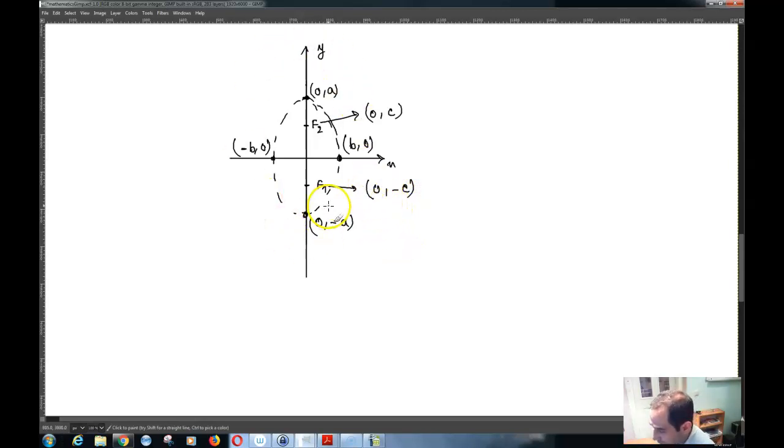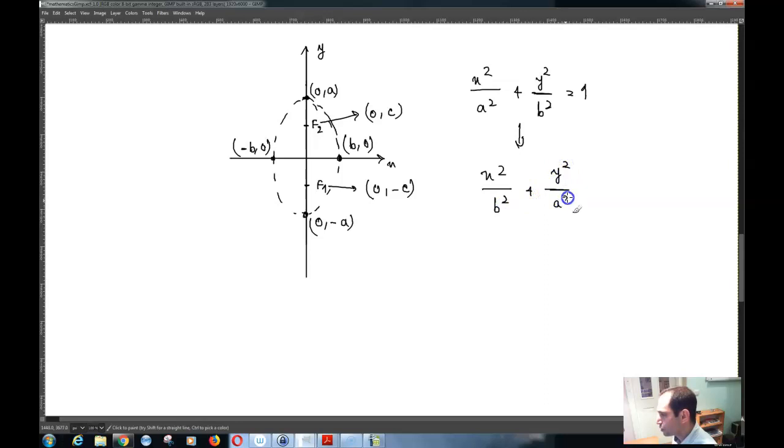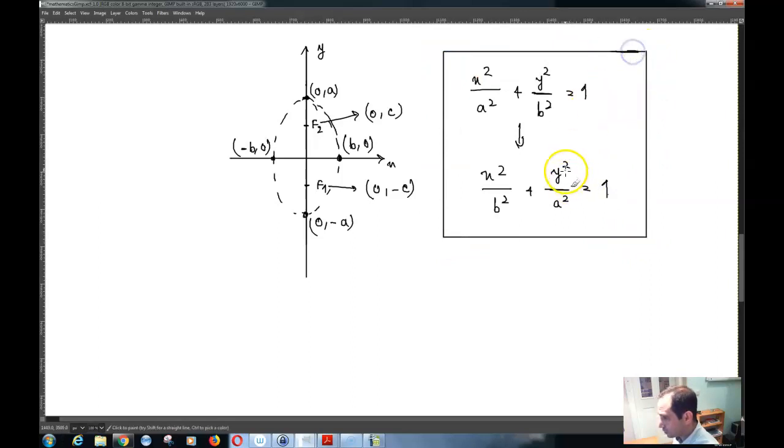And if you have your major axis along the y-axis, then instead of x squared by a squared plus y squared by b squared is equal to 1, you will have x squared by b squared plus y squared by a squared is equal to 1. So these are the two different equations that we derived, and of course we did not derive this one. You could derive it in the same way that we derived the other one, but that would take way too long, and it's basically the same process.